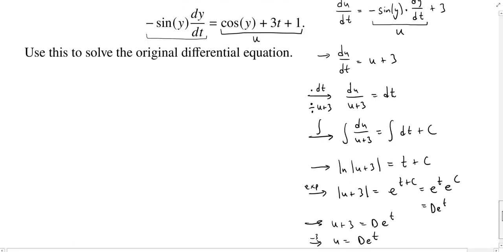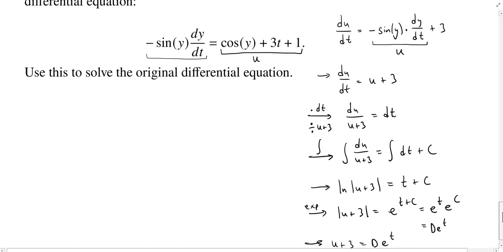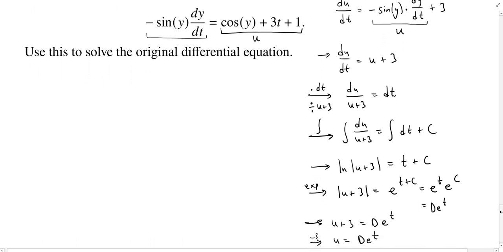Then we'll subtract 3 from both sides. Finally, what was our u? It was this craziness up at the top. Oh, we forgot a minus 3 over here, didn't we? U is equal to d e to the t minus 3.